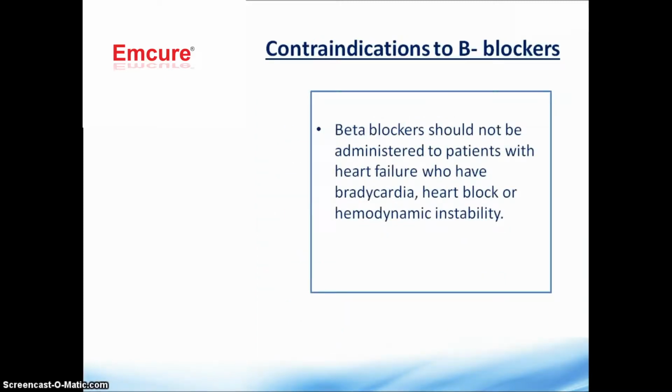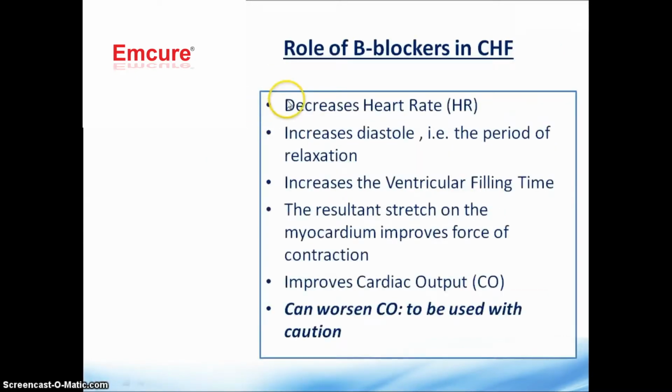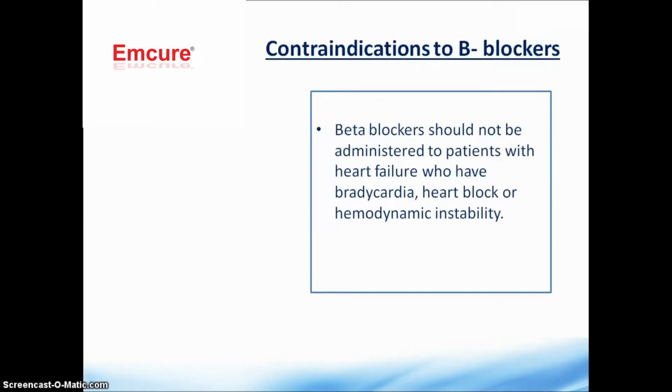What are the contraindications? As you are aware, in the previous slide we spoke that it decreases the heart rate. What will be the contraindication to the use of beta blockers? They should not be administered to patients with heart failure who have bradycardia, that is, whose heart rate is less than 60 beats per minute, or the patient is having heart block, or has a hemodynamically unstable condition. So all these conditions are contraindications to beta blocker administration.